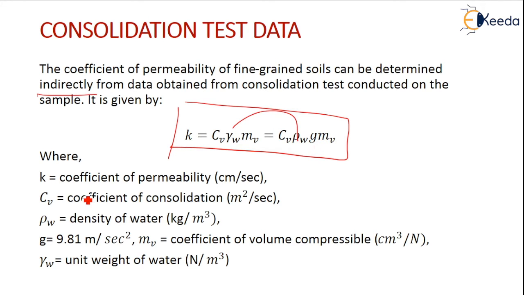What is K? Nothing but the coefficient of permeability measured in centimeter per second. CV is the coefficient of consolidation, meter square per second. Rho W is nothing but the density of water taken in kg per meter cube. G is nothing but 9.81 meter per second square. MV is nothing but the coefficient of volume compressibility, centimeter cube per Newton, and gamma W is the unit weight of water which is taken in Newton per meter cube.